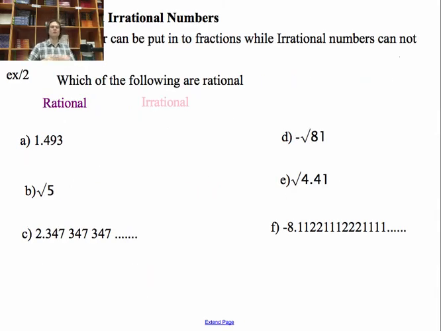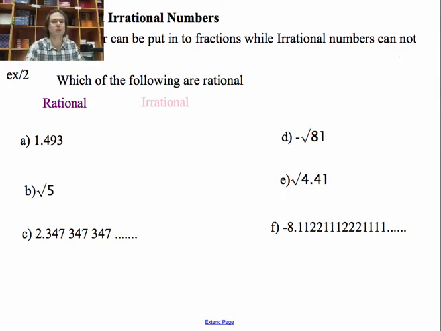Now we want to know if a number is rational or irrational. What makes a rational number? A rational number is something that can be put into a fraction. Or in other words, a rational number has to have some kind of repetition. An irrational number is something that cannot be put into a fraction, or it is something that goes on forever. It's a decimal that goes on forever and we cannot put into repetition.